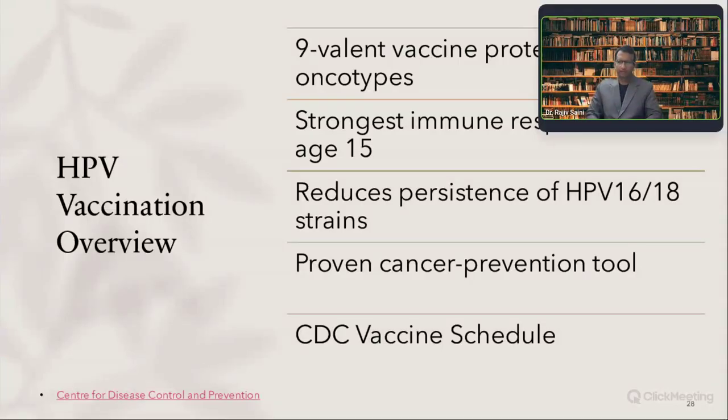HPV vaccination prevents cancers most effectively before exposure. So we have to understand that. That's why it is mentioned that vaccination should be done before 15 years of age. There are vaccines like the 9-valent vaccine that protects against high-risk oncotypes, and these vaccinations can even reduce the persistence of HPV 16 and 18 strains, which are responsible for malignancy. They are proven cancer prevention tools.